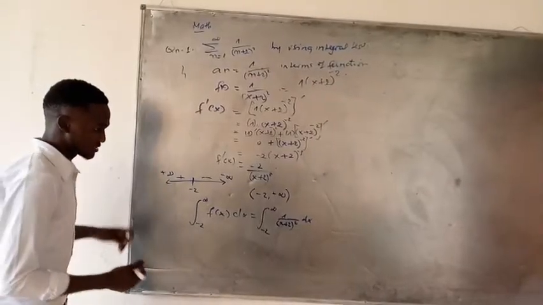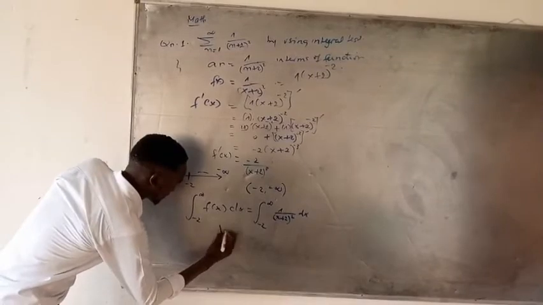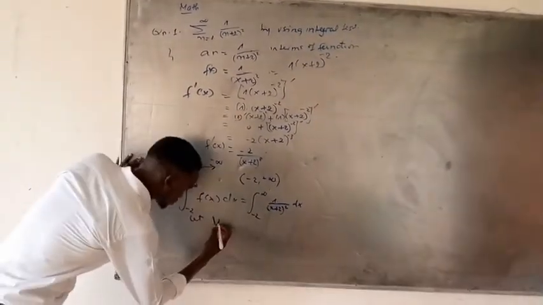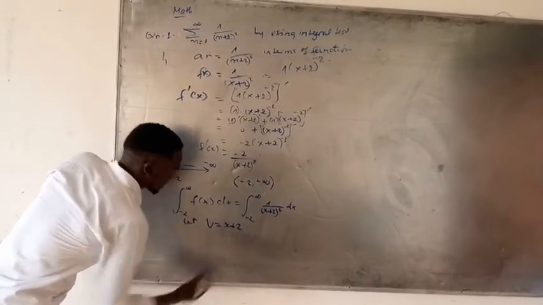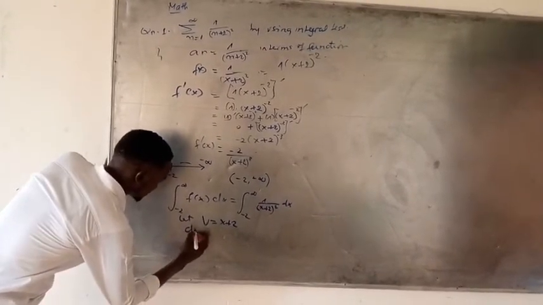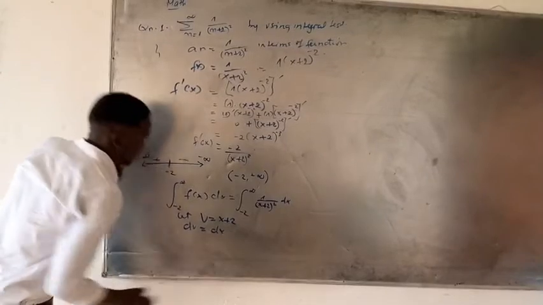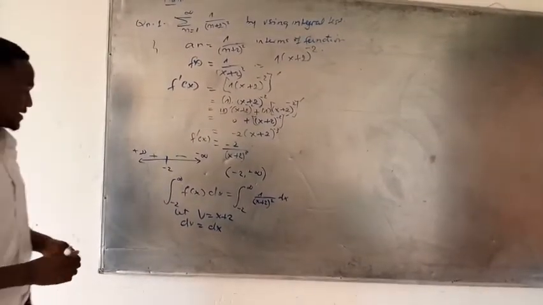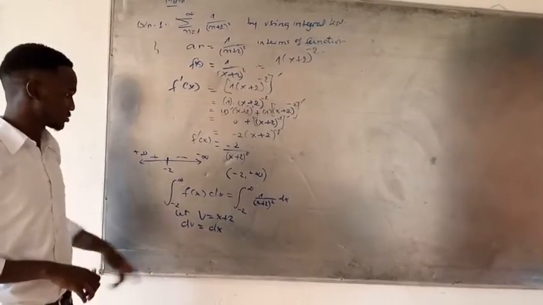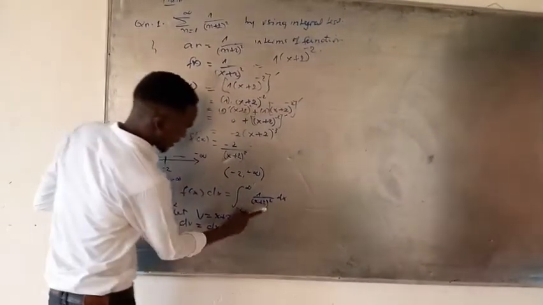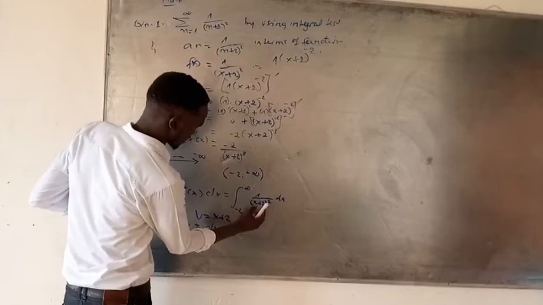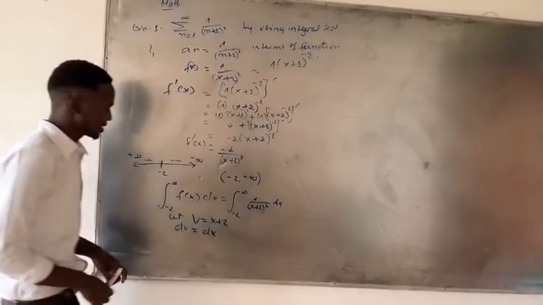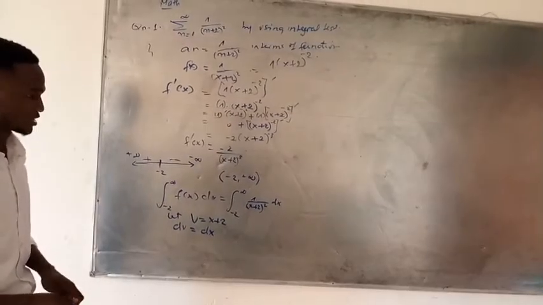Here we rate, we say that let v be equal to x plus 2. Then dv will be equal to dx. So in integration by parts, if it is a function like this, you just rate it as a value and then compute its derivative, then follow the steps in order to integrate this.